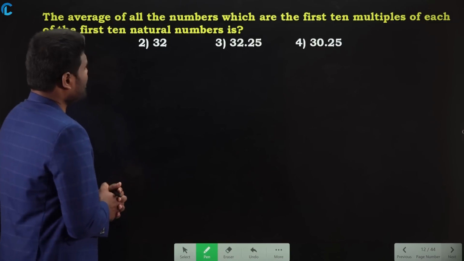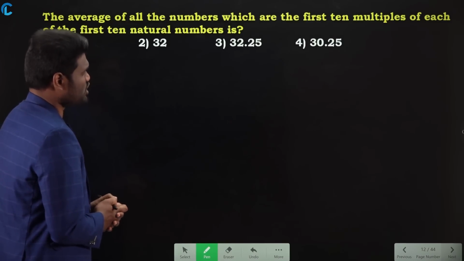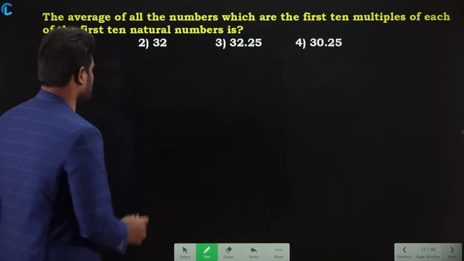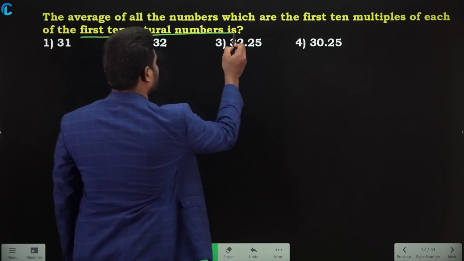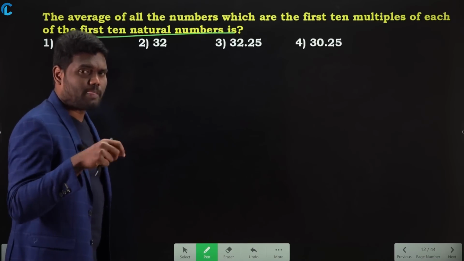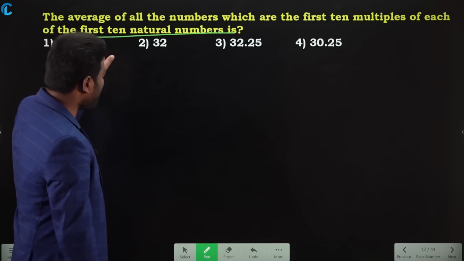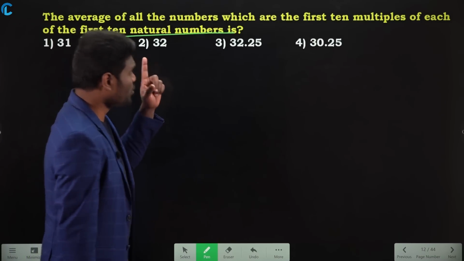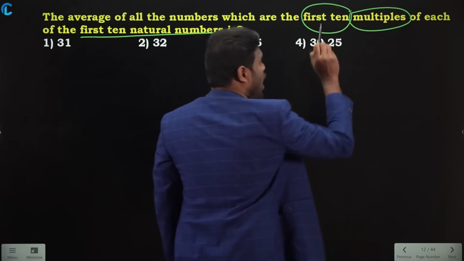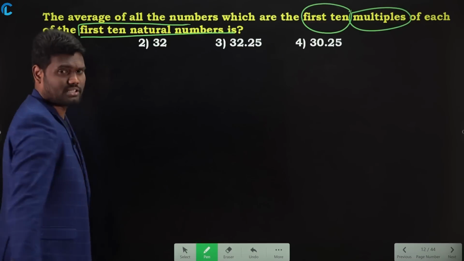The average of all the numbers which are the first 10 multiples of each of the first 10 natural numbers. Now this question is a pretty good question. Just read the question carefully. If you read the question carefully, then solving the question will become easy. So what it is saying is, the average of all the numbers which are the first 10 multiples of each of the first 10 natural numbers. Yes or no?